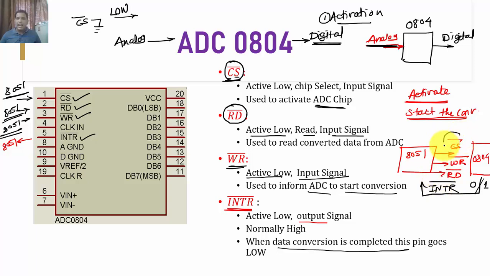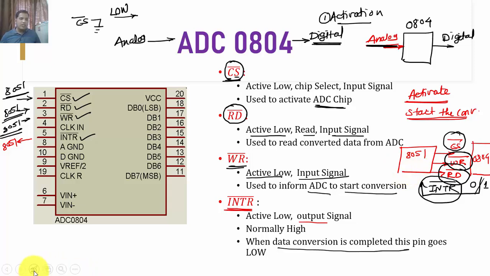So what we did? Simple. In short, the steps: first activate the chip, then send the command to start the conversion. I activate the chip, the analog input is there, and when I send the command, the analog to digital conversion begins. The moment the conversion is finished, a high to low transition is done on the INTR bar pin, and that is read by the microcontroller, and then to read the data, the RD bar pin is set, right?